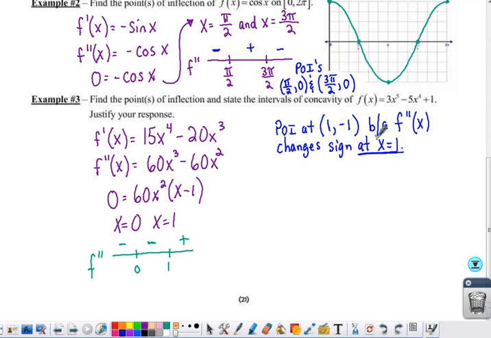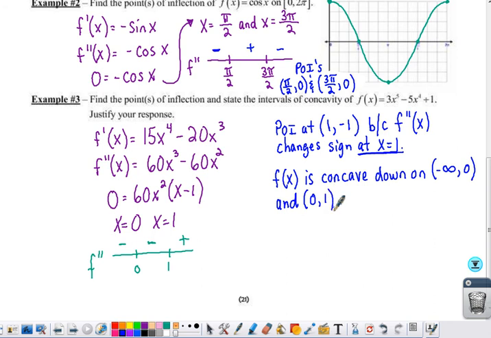And then we have to determine our intervals of concavity. So as we said before, if the second derivative, f double prime, is negative, then we have a concave down function on f. So we'll say f of x is concave down on negative infinity to 0 and 0 to 1.